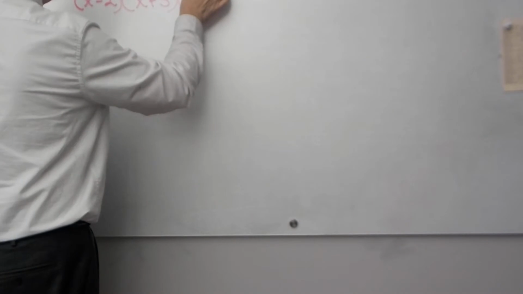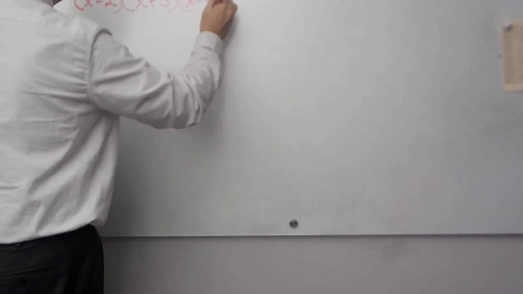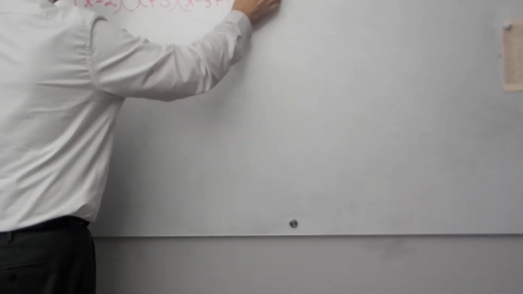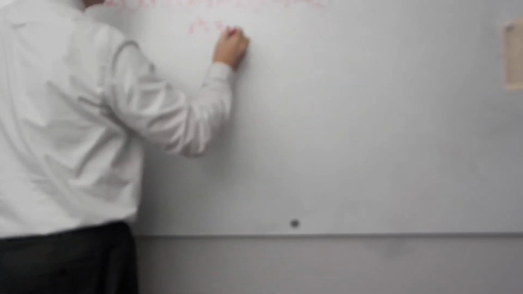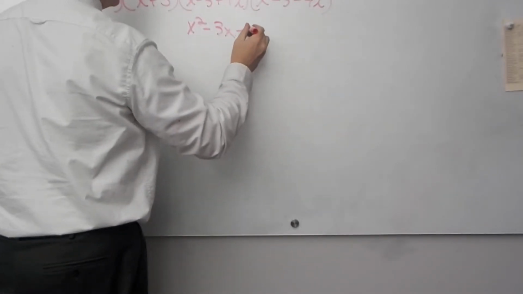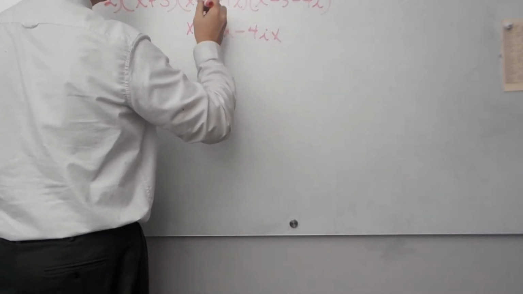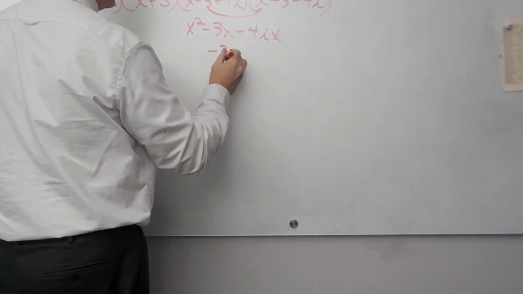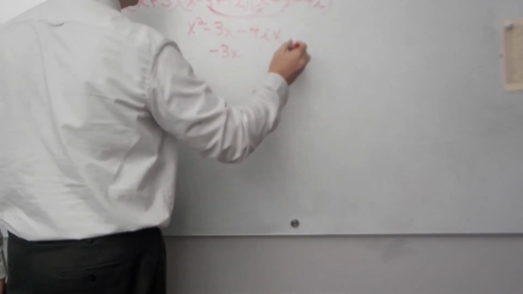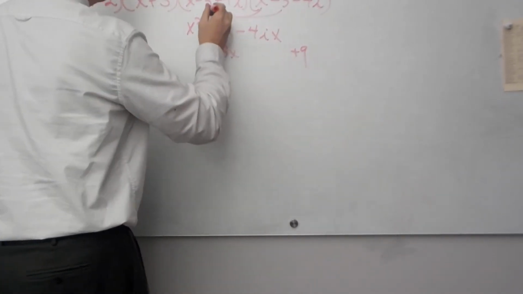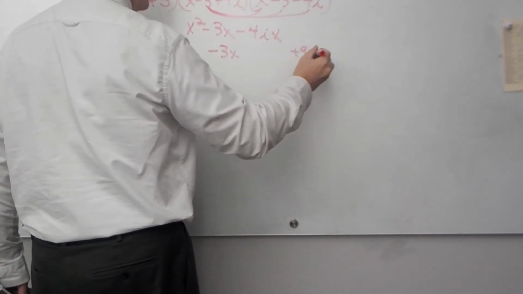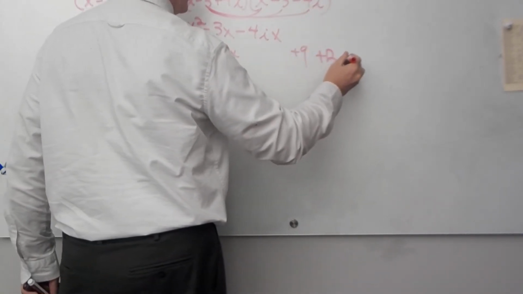So I'm going to multiply x minus 2 and x plus 3. If I go minus this, I'm going x minus 3 plus 4i. And if I subtract this from x, I've got x minus 3 minus 4i. So we've got to multiply all that together. x times x is x squared. x times negative 3 is negative 3x. x times negative 4i is negative 4ix. Negative 3 times x is negative 3x. Negative 3 times negative 3 is positive 9. Negative 3 times negative 4i is positive 12i.